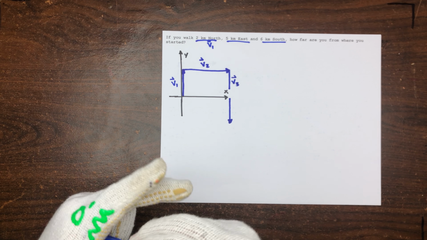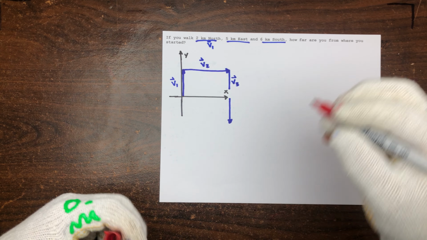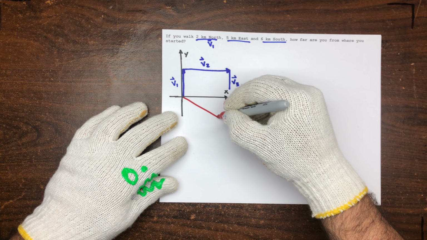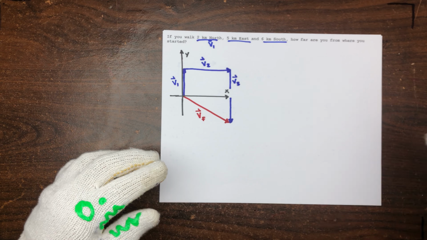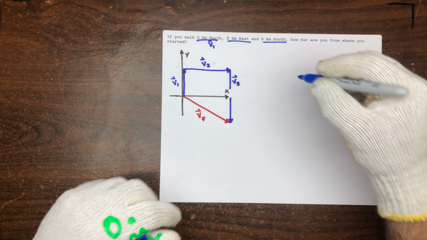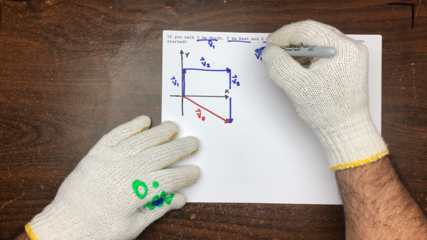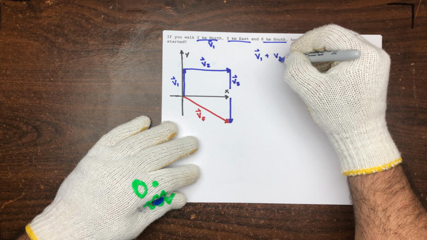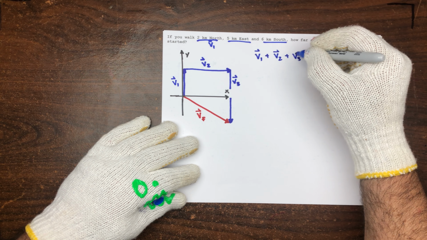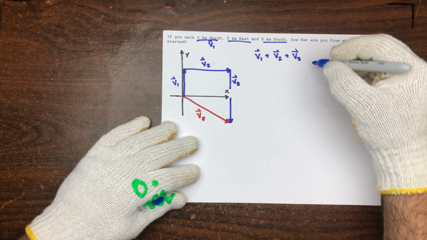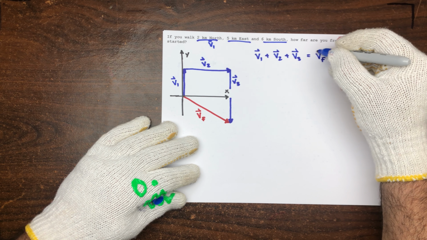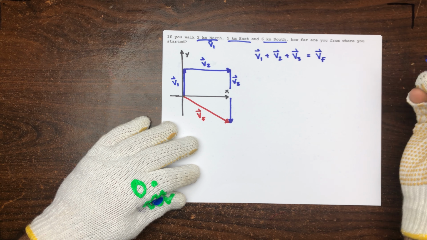Okay. And then what am I looking for? I'm looking for the magnitude, how far you were from where you started. So I'm looking for the resultant vector right there. We'll call that V final vector, or resultant. And we can write down this equation. Here's my general equation: V1 vector plus V2 vector plus V3 vector equals V final vector. And that's what we want. Well, we want the magnitude of that. But let's start off with this.